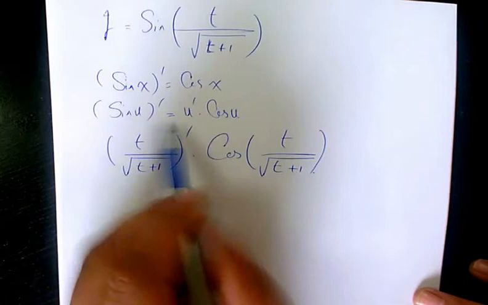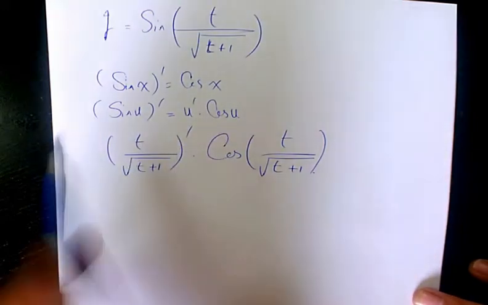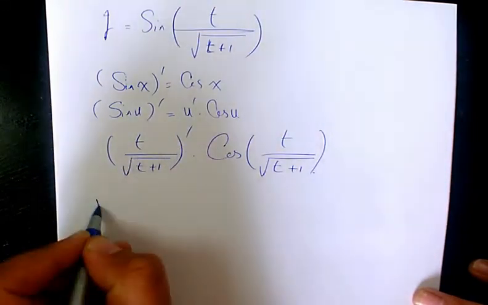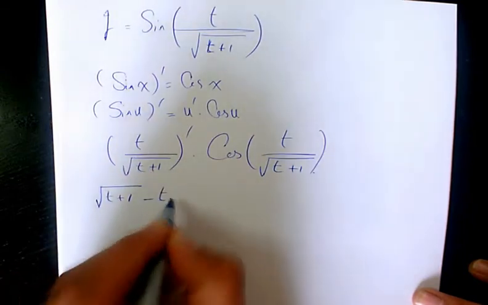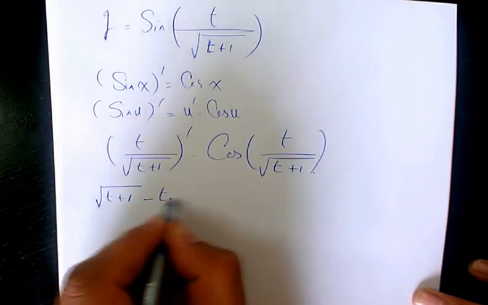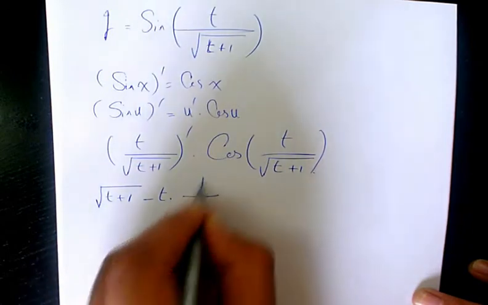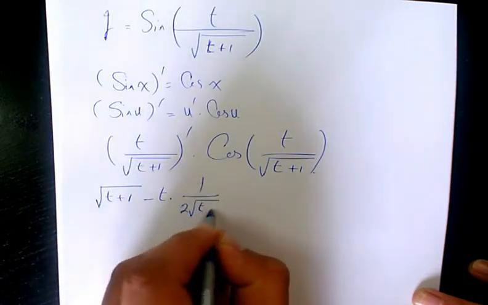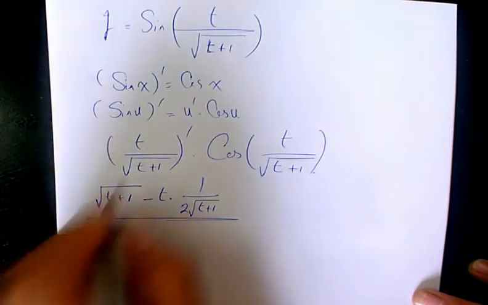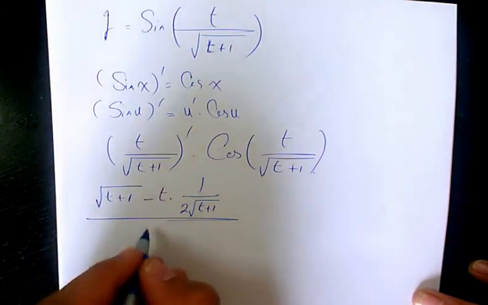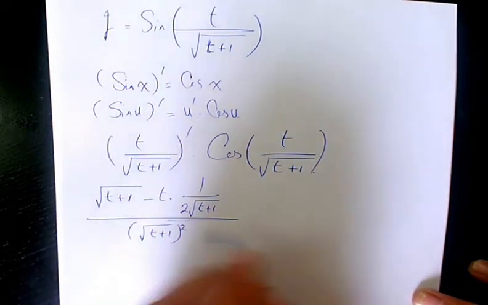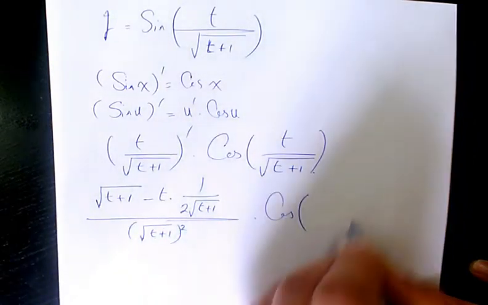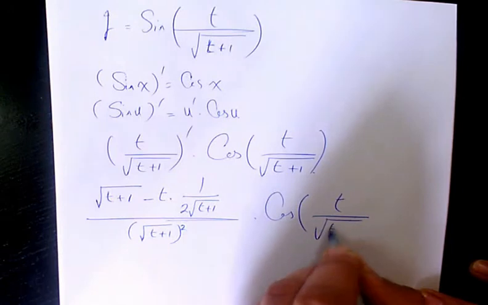Now the derivative of this one is going to be: the derivative of t is 1 times root t plus 1, minus t times the derivative of root t plus 1, which will be 1 over 2 root t plus 1, divided by root t plus 1 to the power of 2, times cosine of t over root t plus 1.